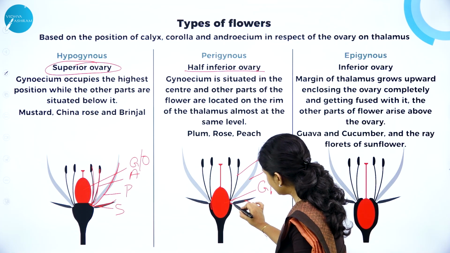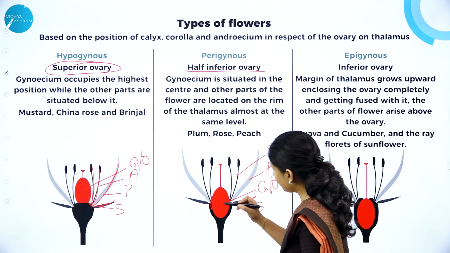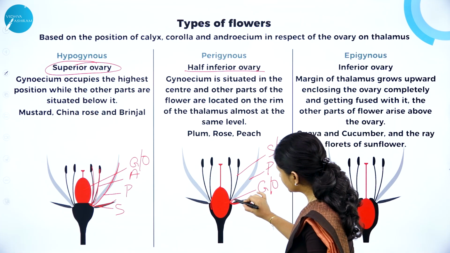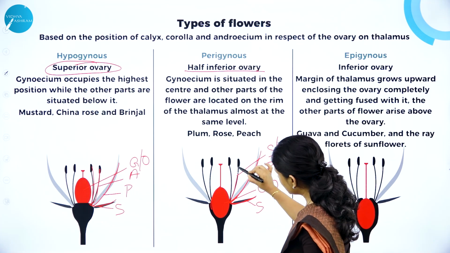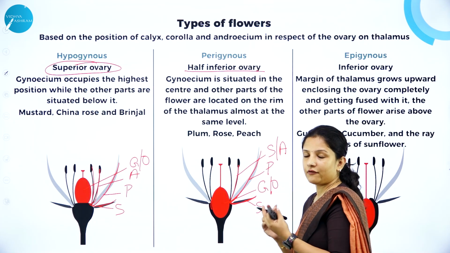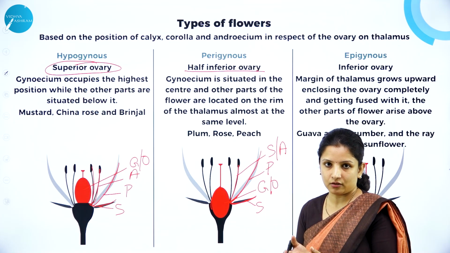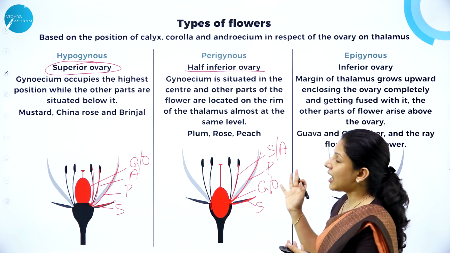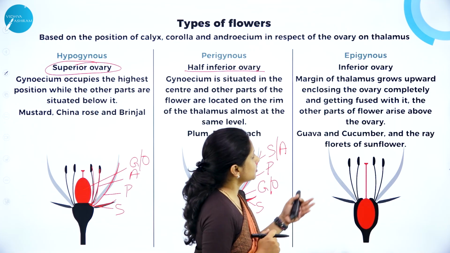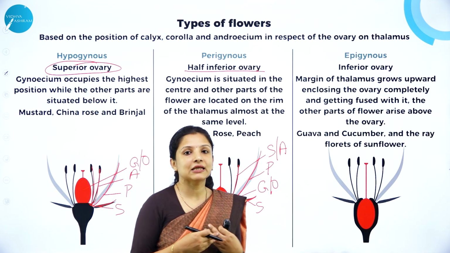The sepal comes from the periphery of the ovary and also somewhere in between from the ovary, the petal also somewhere in between, the stamens also somewhere in between. Therefore, the ovary is half buried or half covered by the other three whorls. So, therefore, it is a half inferior ovary. Next, talking about epigynous. Here it is an inferior ovary.